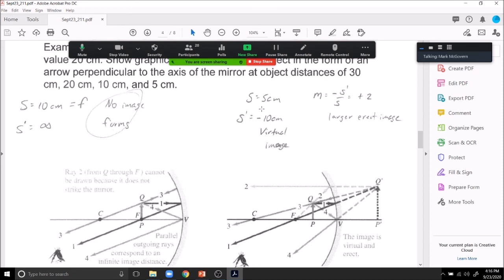If we solve for 5 centimeters, we get a minus 10, so we have a virtual image. The magnification is a +2, so it's a larger and an erect image. And what happens here is as you get closer and closer, this gets closer and closer to the focal length. This thing gets farther and farther away, and it gets bigger and bigger and bigger as well. So yeah, your s starts to approach f, right? And so you end up with this s prime being really huge.